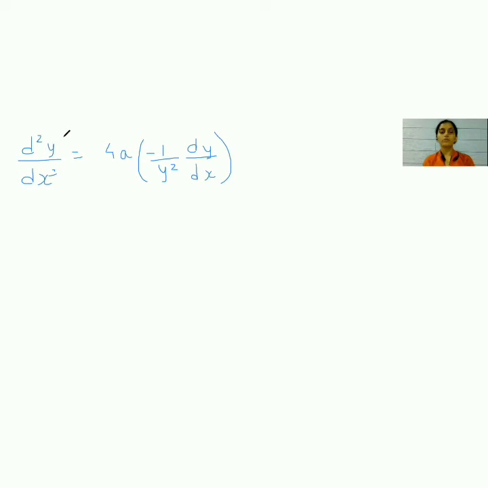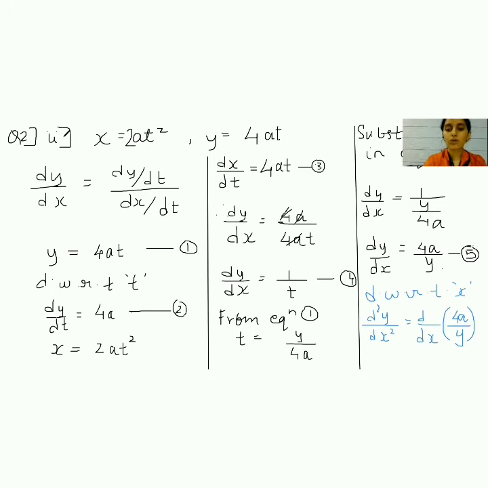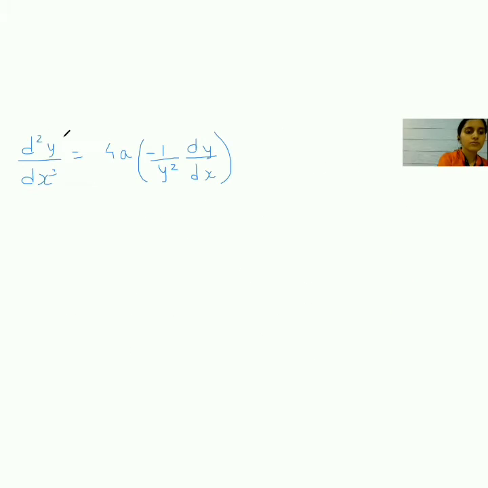Okay. Now what all do we have to substitute here? To get the final answer, you have to remove y and you have to remove dy by dx. So dy by dx can be put in as 1 upon t from equation 4, and y can be put as 4at from equation 1. So substituting from equation 4 and equation 1. Okay, what are we substituting? dy by dx and y square.